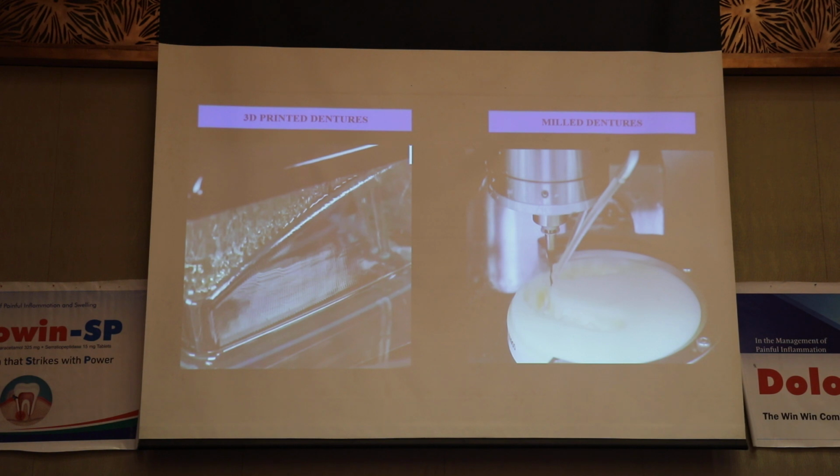So in additive manufacturing, whatever the polymer, it is going to build it layer by layer. In milled dentures, it does the subtraction, doing all the work on the ingot, and you get the milled denture. So what is the difference? Wastage of the material is more in milled dentures compared to 3D printed dentures. And accuracy-wise, 3D printed dentures are more accurate compared to milled dentures.